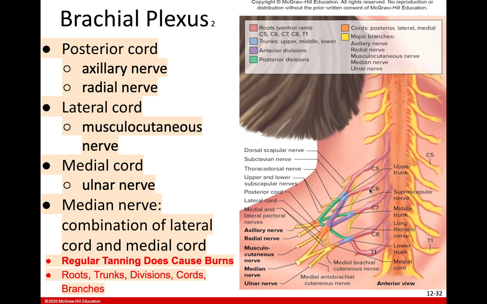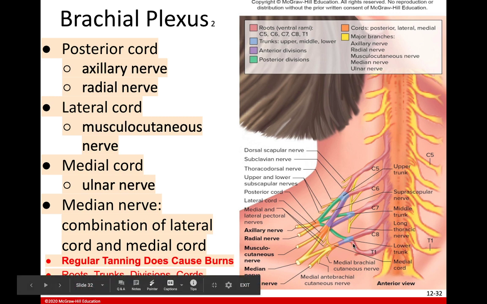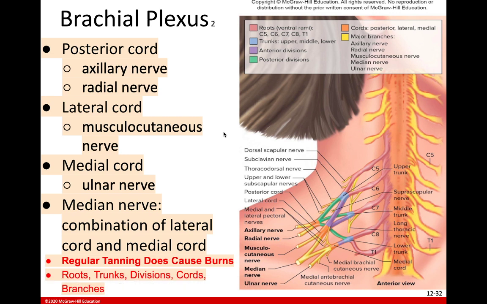Again, this is the brachial plexus. These are the ventral roots of these spinal nerves forming these plexuses. And then your trunks are in blue. Your divisions are in purple and green. And then your cords are in orange. And then your major branches are in yellow. Again, that goes back to the mnemonic: roots, trunks, divisions, cords, and branches.